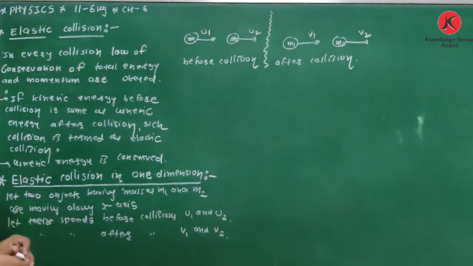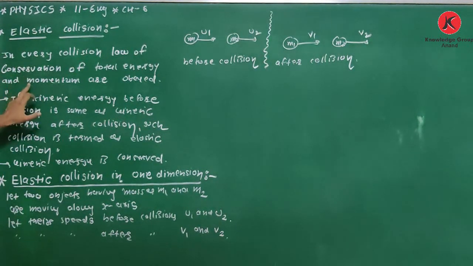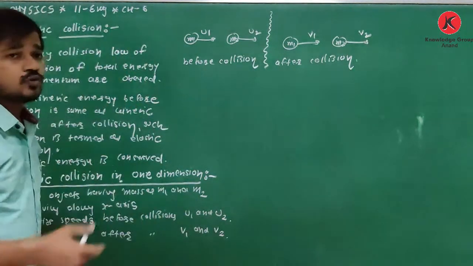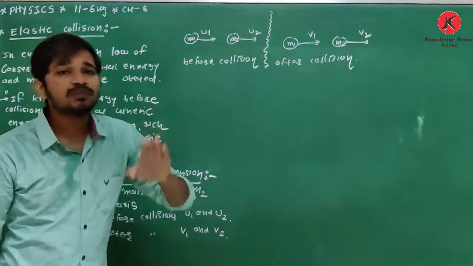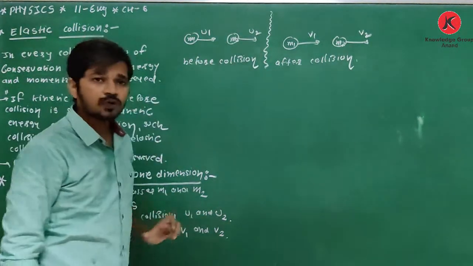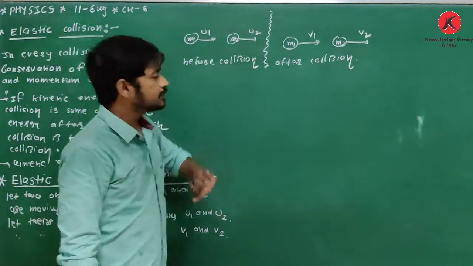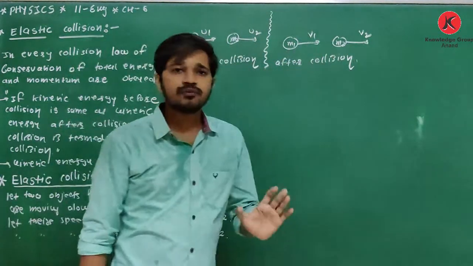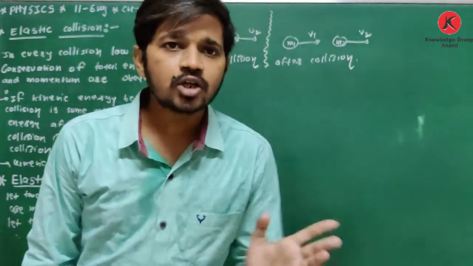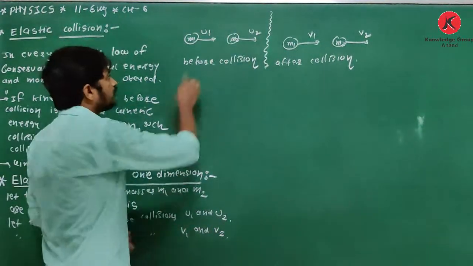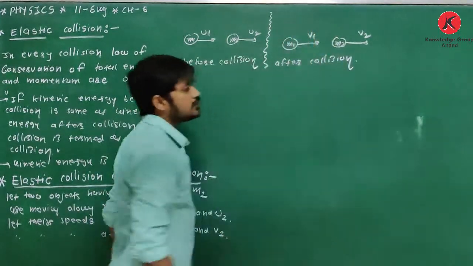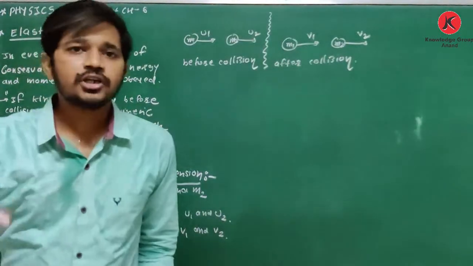Now as it is an elastic collision, in every collision the laws of conservation of total energy and momentum are obeyed. So what we have to find: you will be given the masses of two objects and their initial speeds, m1, m2, u1 and u2. You will have to find v1 and v2, the speeds after collision.